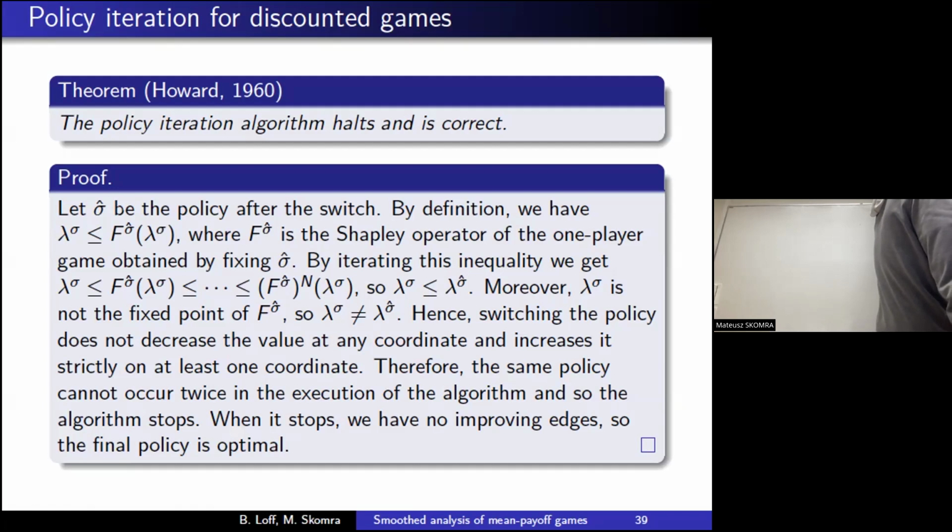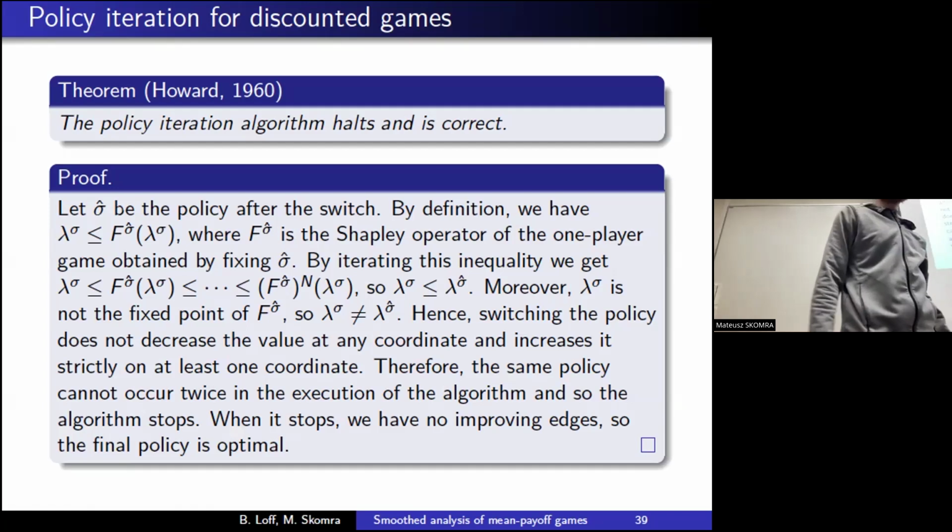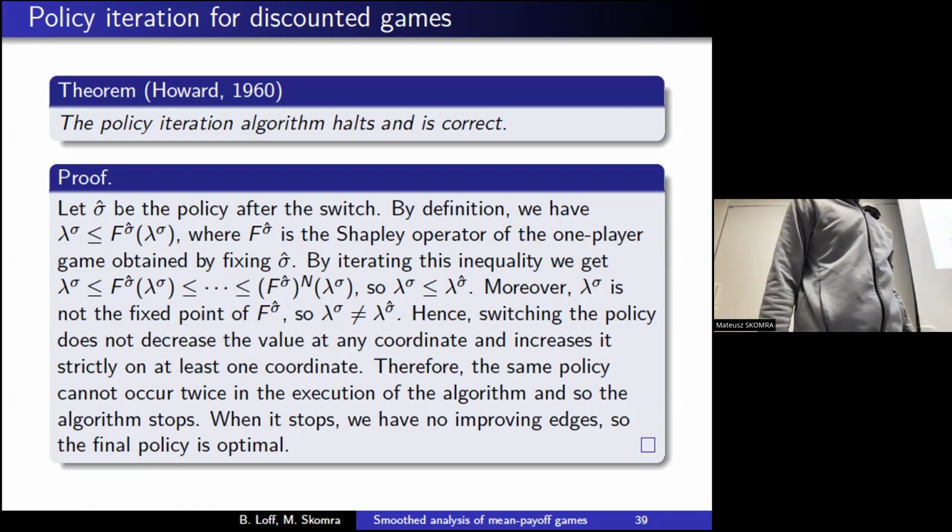I have strict inequalities on the ones that you switched and equalities on the ones that you didn't. Okay. So you strictly improve, and since there is a finite number of policies, you will stop at some point. And that's the proof that it works.